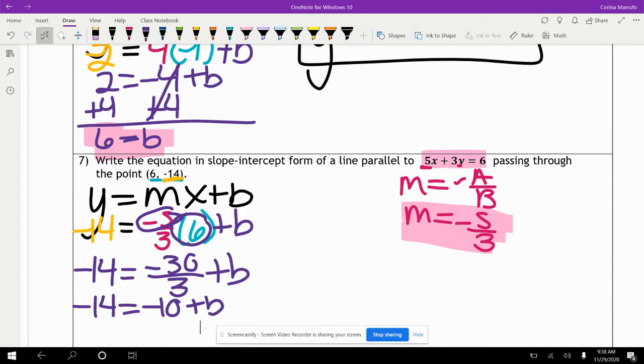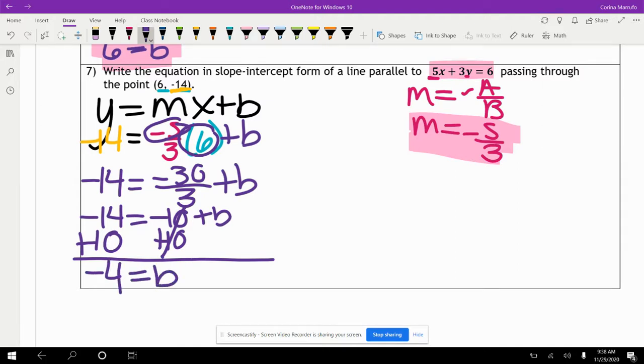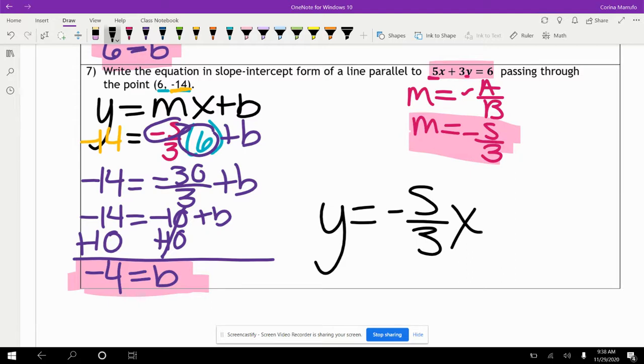plus b. And then we go ahead and move the negative 10 to the other side by adding a 10. What we do to one side, we have to do to the other side. This cancels. Negative 14 plus 10 will give us a negative 4. This is equal to b. And so now we have our slope and our y-intercept. So we can go ahead and write our equation of our line. So y equals negative 5 over 3x. And since our b is negative, we write it as minus 4.